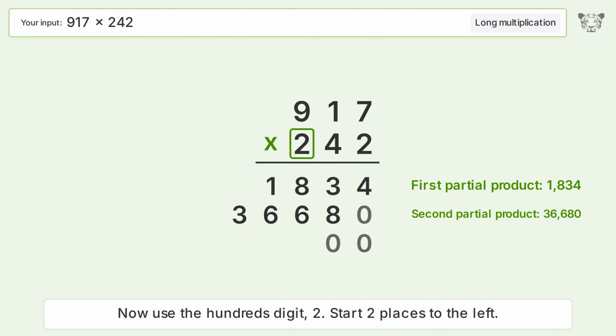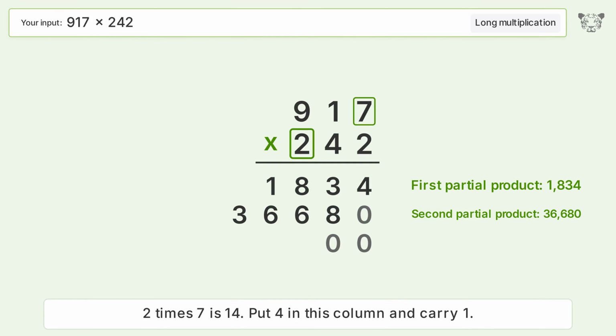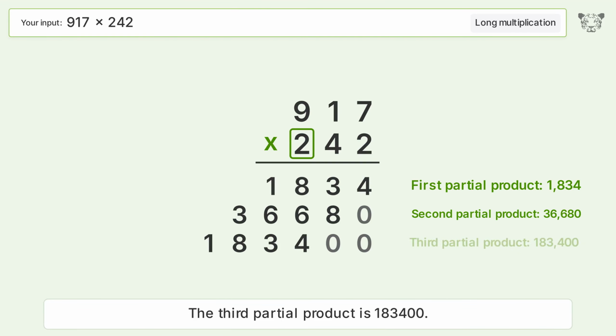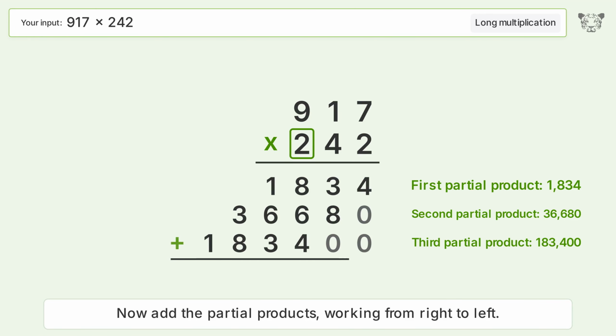Now use the hundreds digit, 2. Start two places to the left. 2 times 7 is 14. Put 4 in this column and carry 1. 2 times 1 plus the carried 1 is 3. 2 times 9 is 18. The third partial product is 183,400. Now add the partial products, working from right to left.